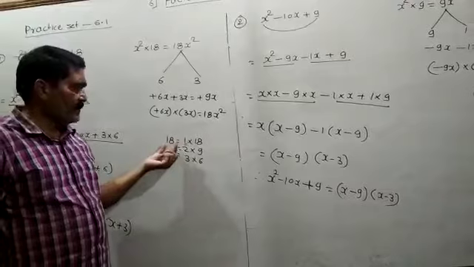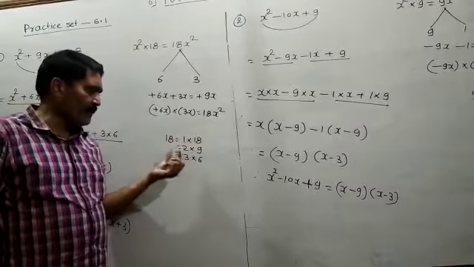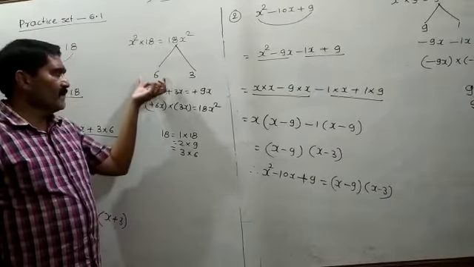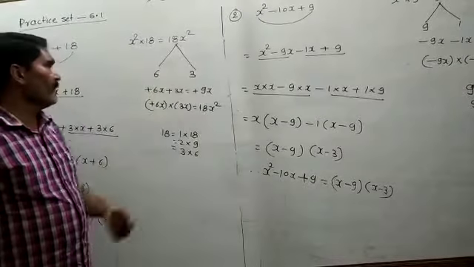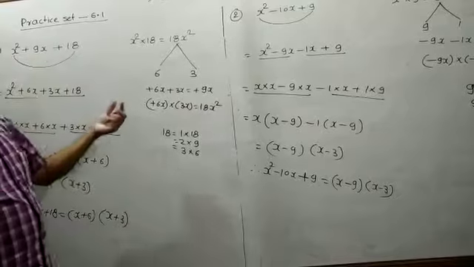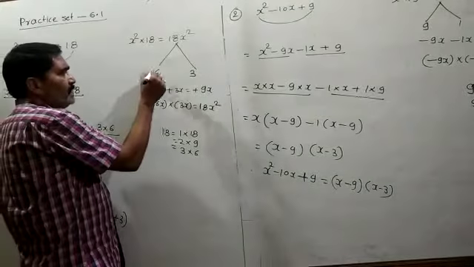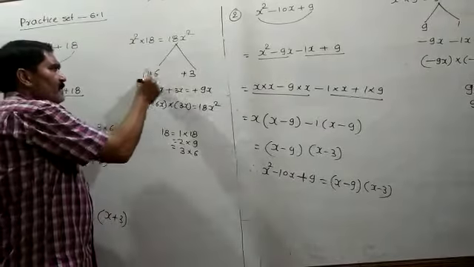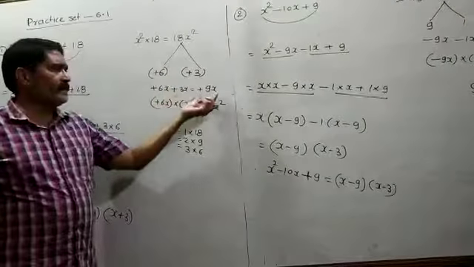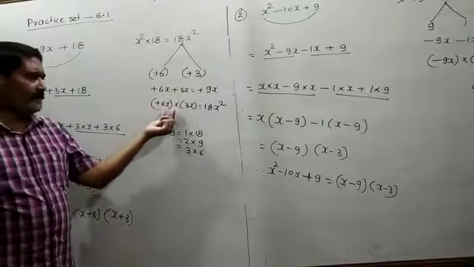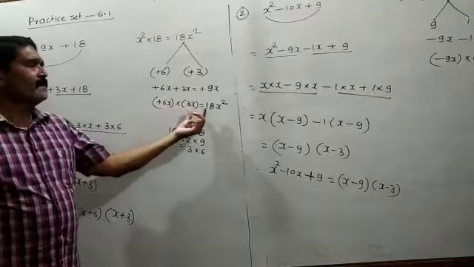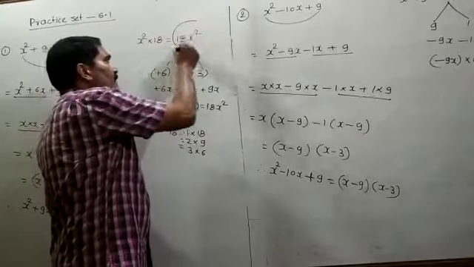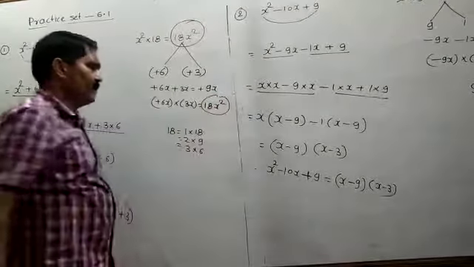This 18 has the factors 1 multiplied by 18, 2 multiplied by 9, 3 multiplied by 6. Choose proper factors such that the sum of the factors has to come as the middle term. Middle term is plus 9x. If I give the sign plus 6 plus 3 and do the addition, plus 6x plus 3x is equal to plus 9x, and the product of these factors has to come equal to the product of the first term and the last term. If this one is 18x square, this will also come 18x square.